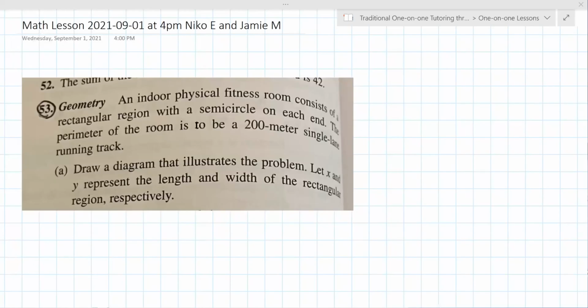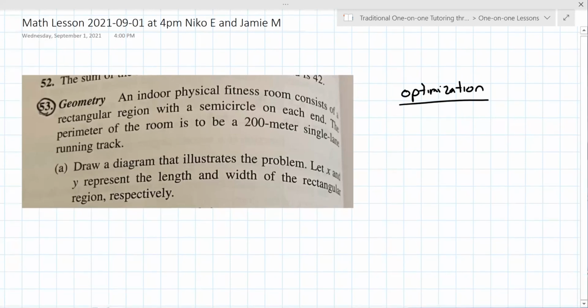I've got question 53 up. Let me know if you cannot see 53 on your screen. These are all optimization problems, and you'll see these again in calculus. So you just use a different technique to solve them. We actually already read through the problem.